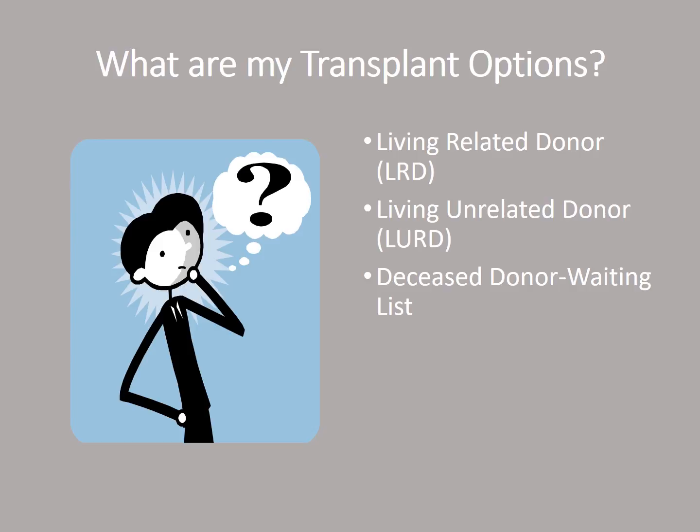The other option for transplant is getting a kidney from a deceased donor. These kidneys come from people who have already died and have agreed to be a donor. The kidneys are preserved for transplant. If you want a deceased donor kidney, you will be put on a national waiting list, run through an organization called UNOS, United Network for Organ Sharing.